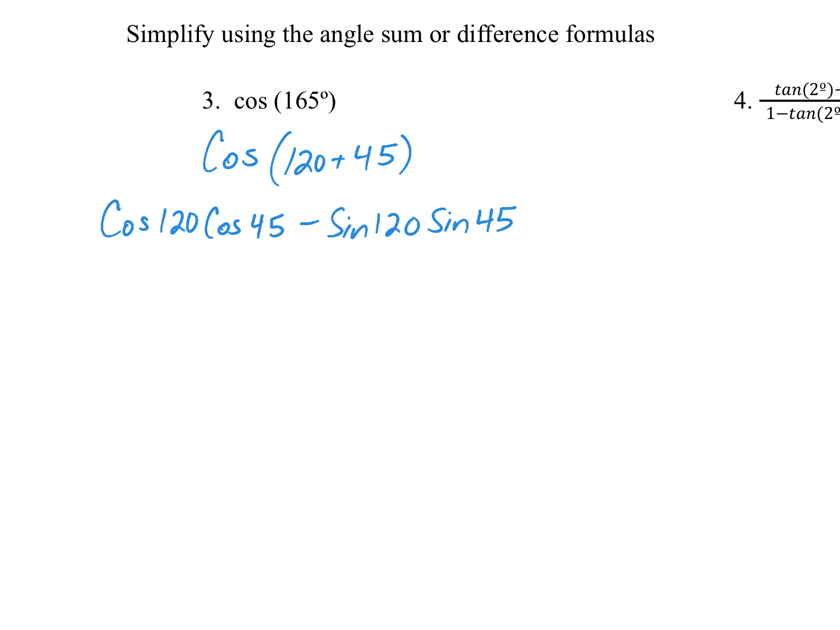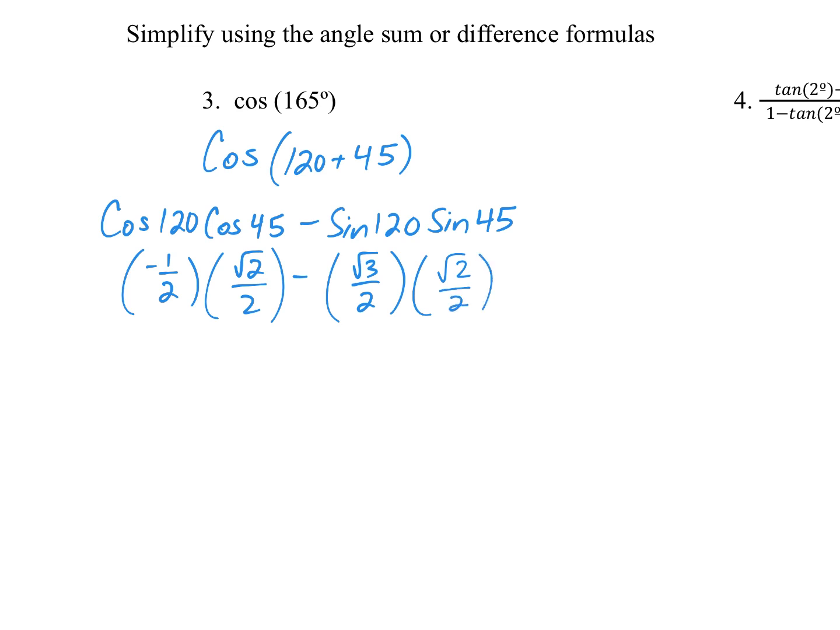The cosine of 120 degrees is going to be negative 1/2. The cosine of positive 45 degrees, root 2 over 2. I'm going to subtract from that the product of the sine of 120, that's going to be root 3 over 2, and the sine of 45, root 2 over 2. So as a final answer here, we will get negative root 2 minus root 6 all over 4.